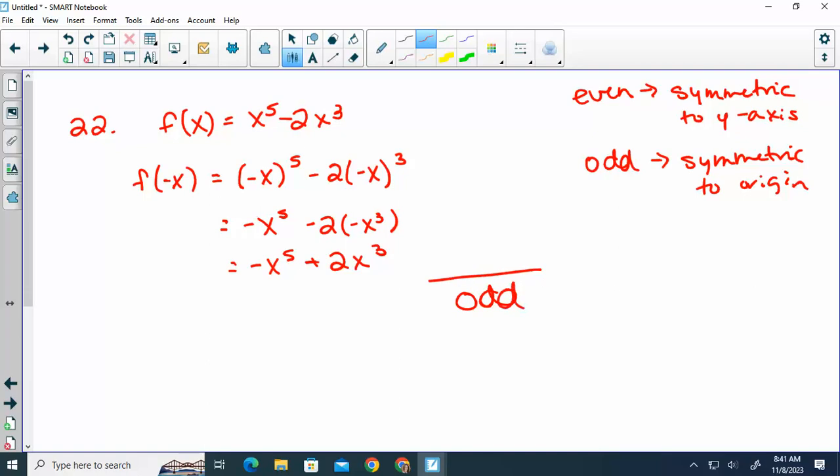It's essentially saying if x is negative, then y is negative. So the other option here, other than just looking at symmetry: even, if you put in a negative x, you get the same answers as when you put in a positive x. Odd, if you put in a negative x, you get the opposite of when you put in a positive x.